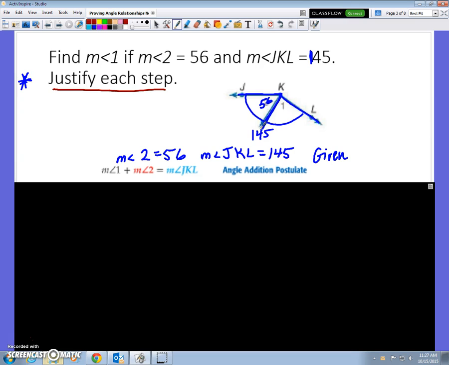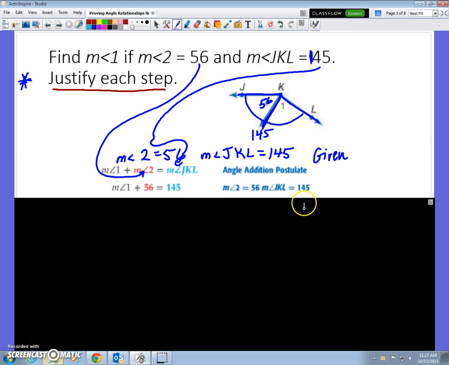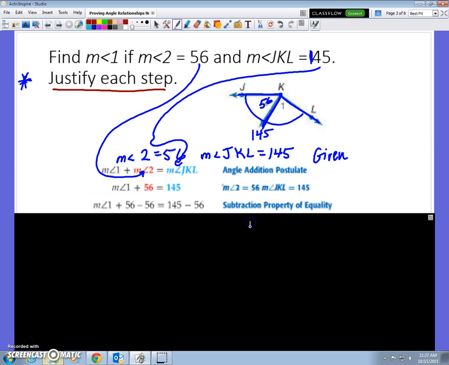So angle 1 plus angle 2 should equal the whole angle, by the angle addition postulate. I'm going to use substitution on the parts that I know. I know that measure angle 2 is 56, so I'm going to substitute that in there. And I know that JKL is 145, so I'm going to substitute that in right there. So now I have the measure of angle 1 plus 56 must be equal to 145. That should be the substitution property.